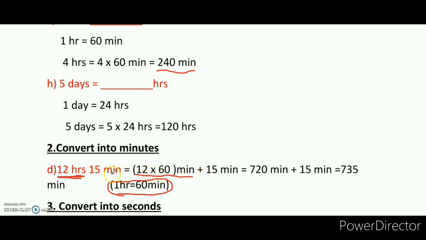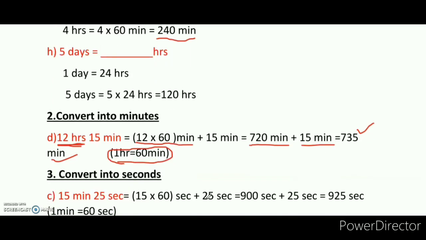And here 15 minutes is already there. So we will add 15 minutes to it. The 12 into 60 minutes is, children, 720 minutes plus 15 minutes. We got 735 minutes. Okay children, we got 735 minutes.